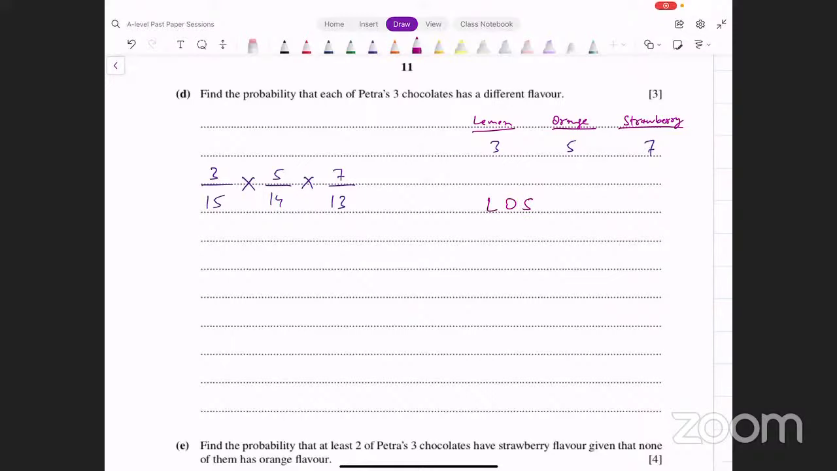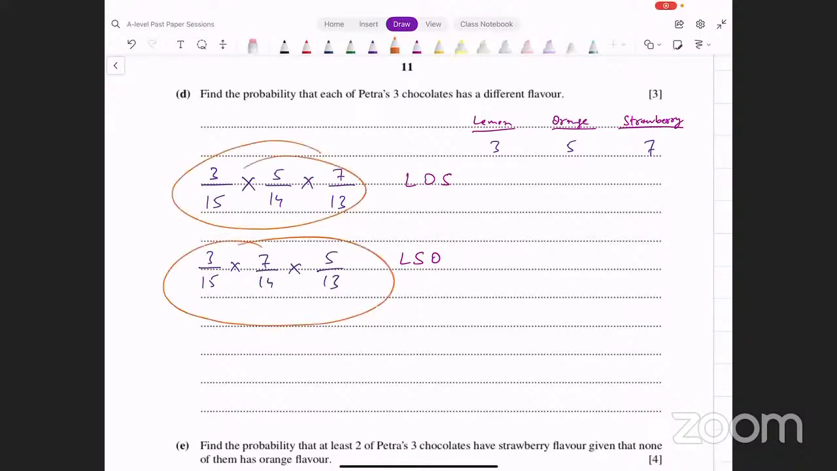The order could change too. You could have first lemon and then strawberry and then orange. That could be another possibility. What would that become? If we had first lemon and then strawberry and then orange, that would be 3 over 15, and then strawberry, which is 7 over 14, and then 5 over 13. If you think about this, these probabilities are actually exactly the same.